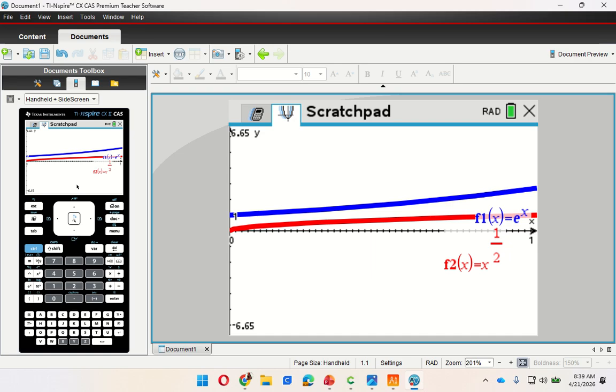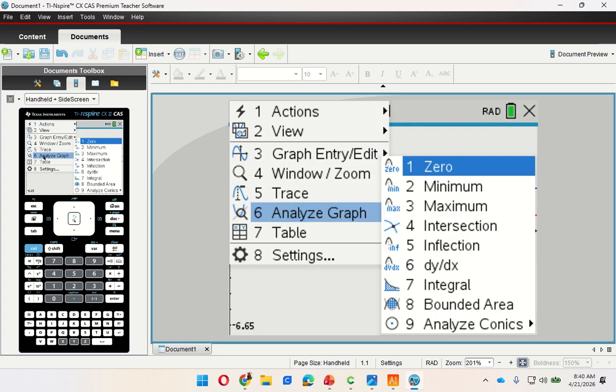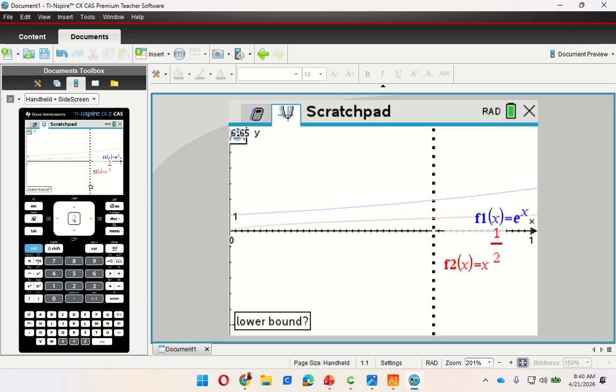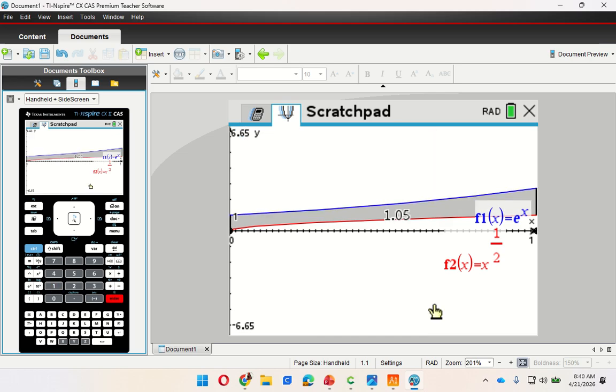All right, so let's see how we do this one here. So I'm going to go to menu. Did you grab the notes? Okay, menu. I'm going to analyze, and I'm analyzing bounded area, lower bound, 0, upper bound, 1. So my answer is, there you go.